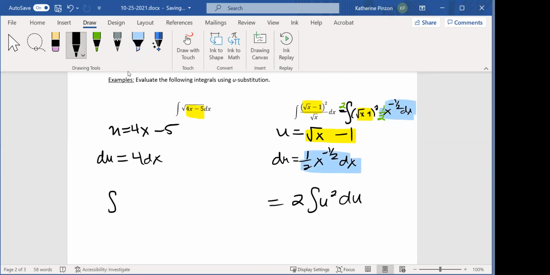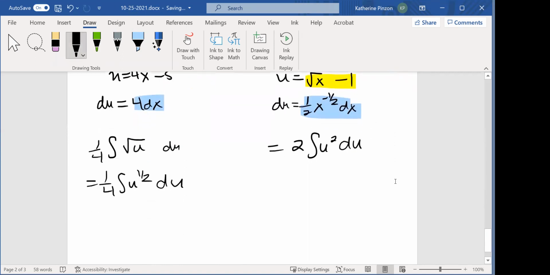This guy looks like what? How are you going to rewrite this first guy? Oh, I don't have it. What am I missing in here? 4. Yeah, I'm missing a 4. If I put a 4 inside, then I need a 1/4 in the front. Perfect. Okay, so I have 1/4. What goes here? Square root of u, yeah. So 1/4 u to the 1/2 du. Okay, now you have them like that.